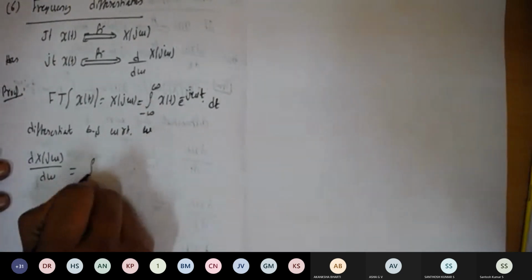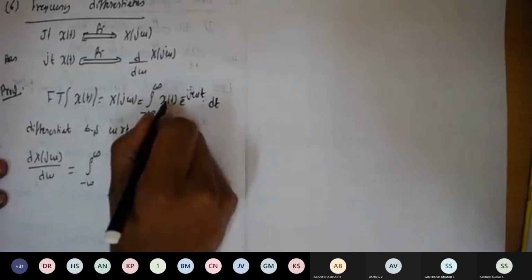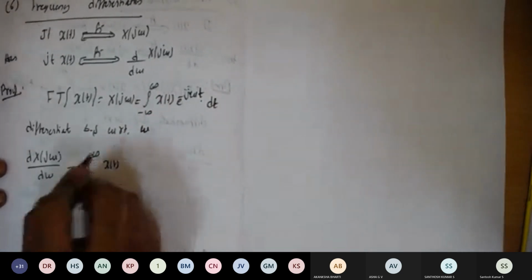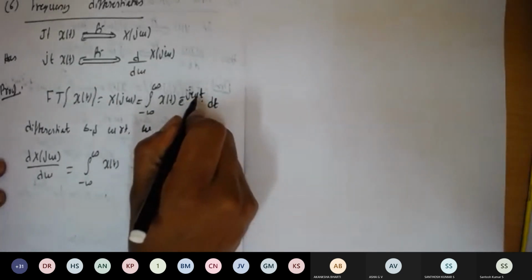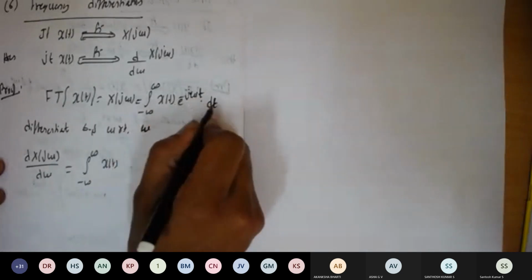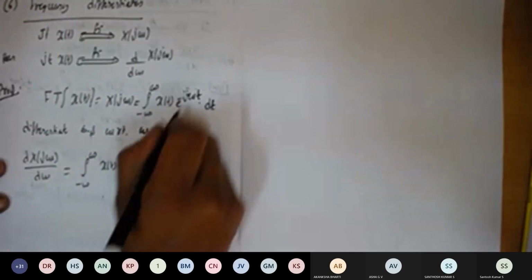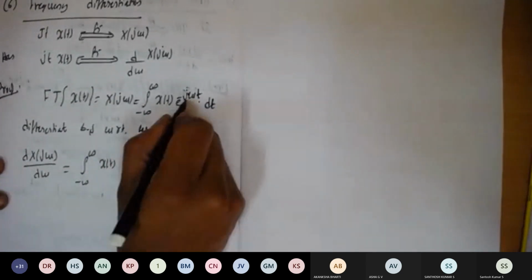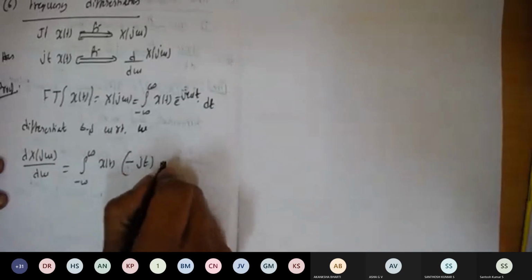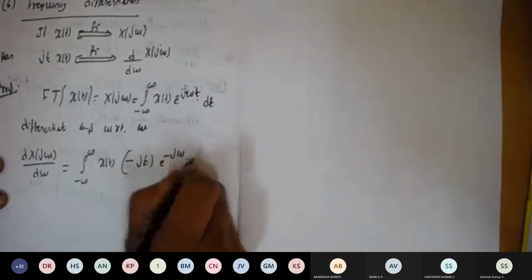and the RHS part also we are going to differentiate. Since x of t is not a function of omega, this is nothing but a constant here, and e to the power of minus j omega t is there. The differentiation of e to the power of ax is a times e to the power of ax. Here a is minus j t, and t is a constant. So the differentiation with respect to omega will become minus j into t into e to the power of minus j omega t into dt.